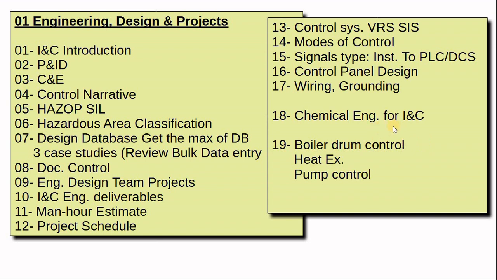And there will be some videos explaining the chemical engineering or the chemical process for the I&C. Most of the I&C people are electric or mechanical or electromechanical engineers. So they don't have much of a chemical engineering background. So we will have a couple of videos discussing, let's say, the distillation column, reactors, and those kind of stuff. Also, we'll talk about controlling the boiler drum, heat exchanger, pump control as typical applications.